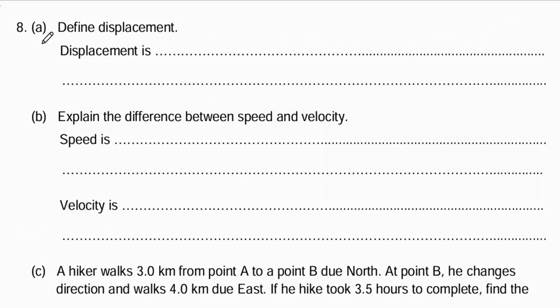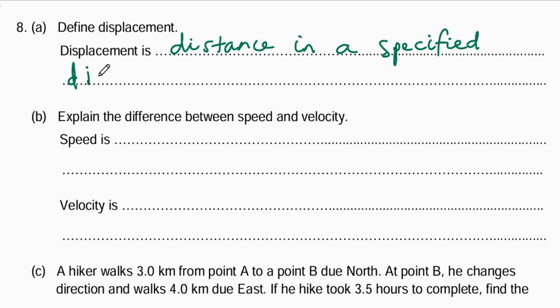In question 8a, we have to define displacement. So displacement is simply distance in a specified direction. So we know that distance is a scalar, whereas displacement is a vector. Another way to look at displacement is as follows.